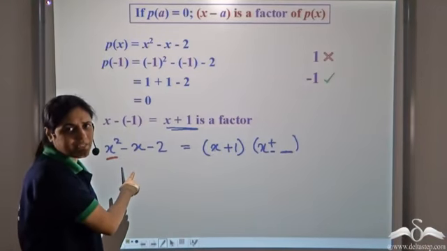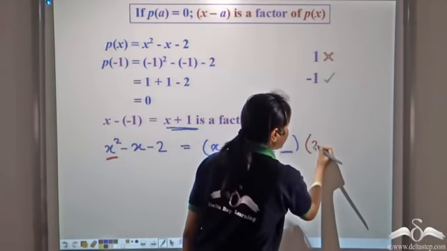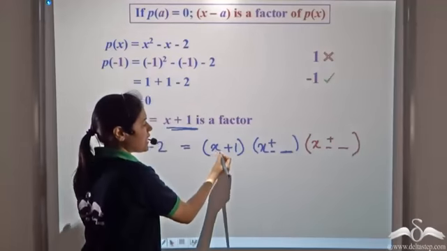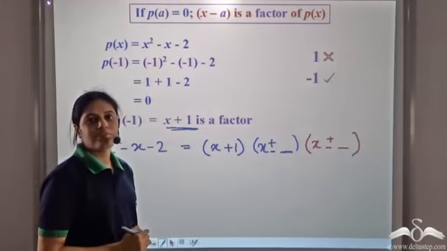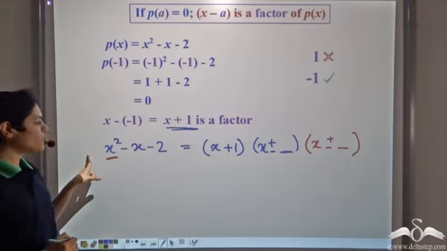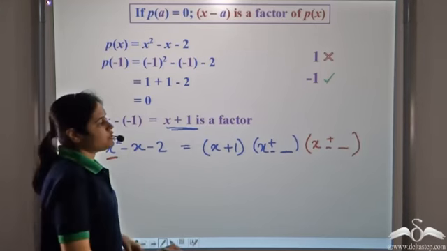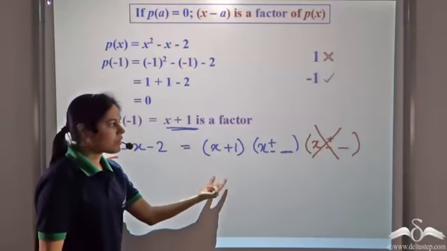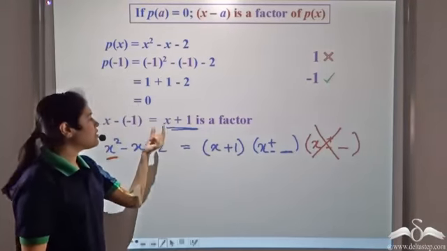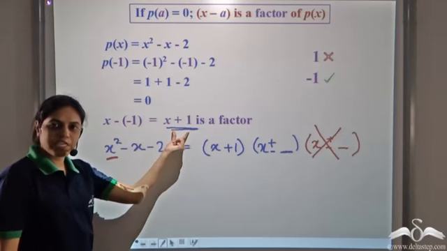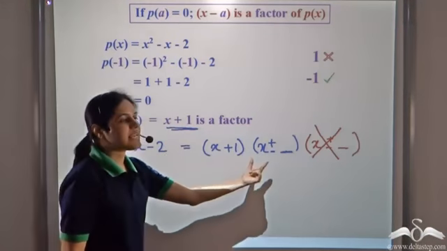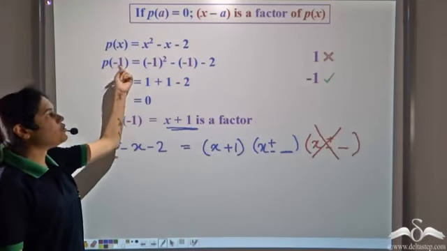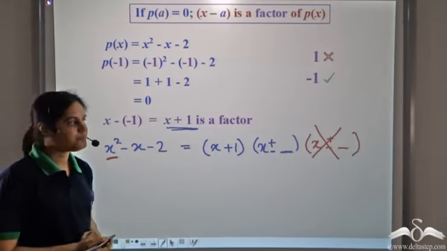What if we have three factors? Say we have a third factor of the form x plus or minus something, then x into x into x will give us x cube. But we do not have an x cube term here, so we cannot have a third factor. So we'll just have two factors. Out of these two factors, we have already got one factor, x plus 1. We need the second factor. So let us try some more values and check when we get P(x) equal to 0.